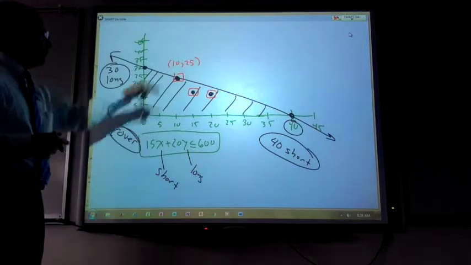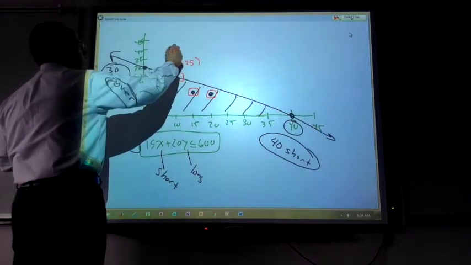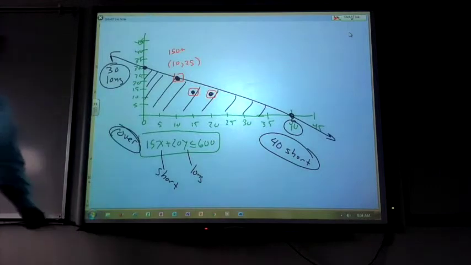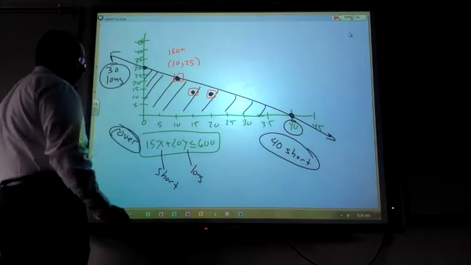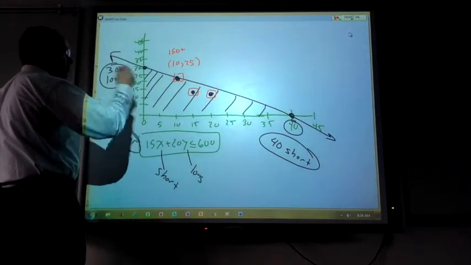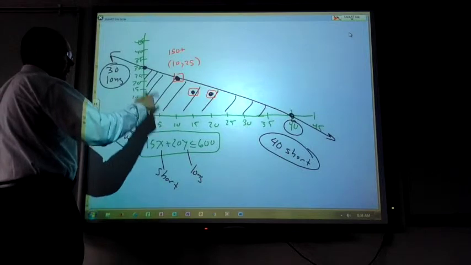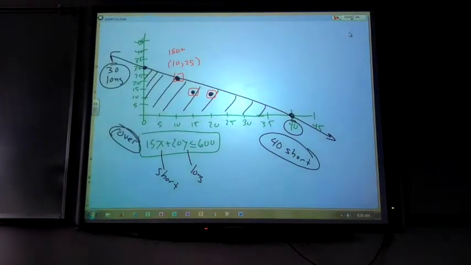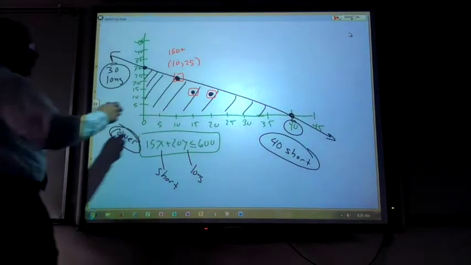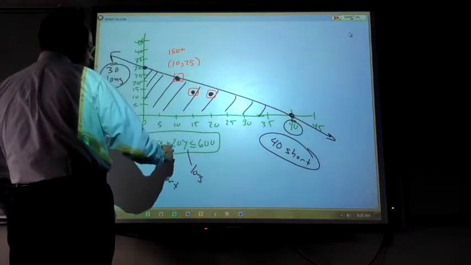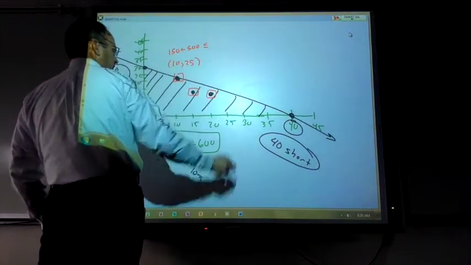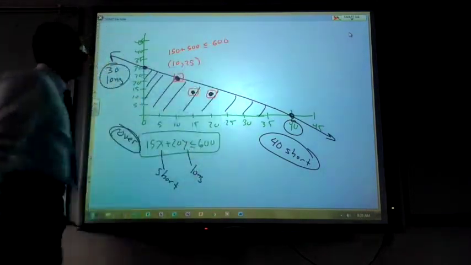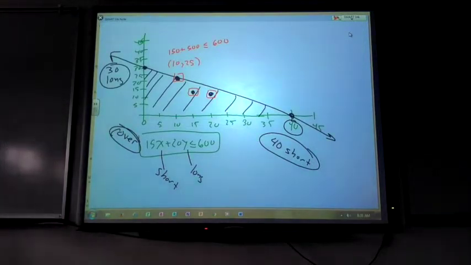So 15 times 10 is 150, I believe, plus 20 times 25 is... 20. How much? 20 times 25? 20 times 25. Quit yelling out arbitrary answers. 500. Is it 500? Is that less than or equal to 600? Is 150 plus 500 less than or equal to 600?